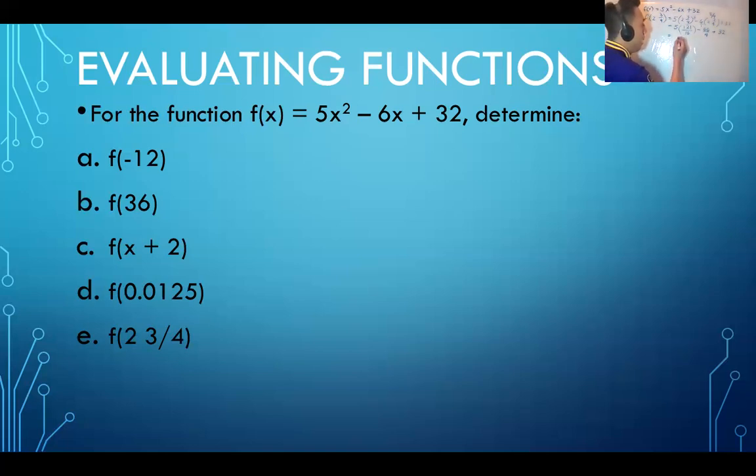Next one, we have to multiply the whole number 5 by 121 over 16. Okay, so 121 times 5, that is 5. 10 carry 1, that is 5. 605 over 16.